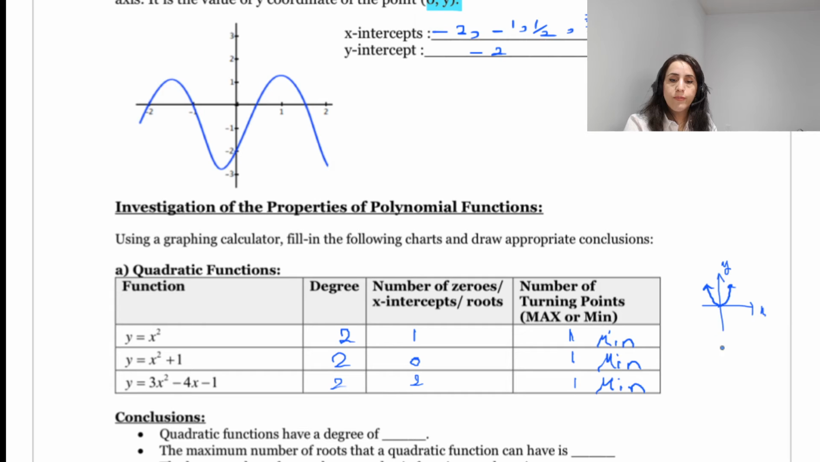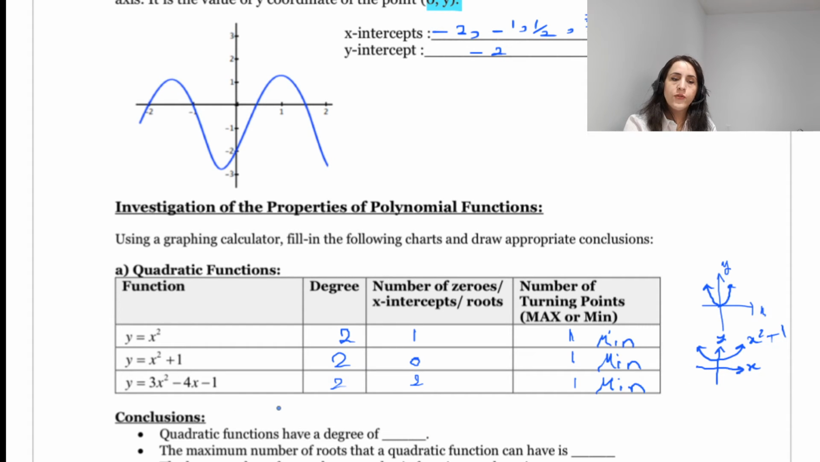How about x squared plus 1? For x squared plus 1, it's going to be exactly x squared moved one step up. The degree still is 2, but for the number of zeros, I have no touch of the x-axis. Then there is no zero for this function. It's x squared plus 1.